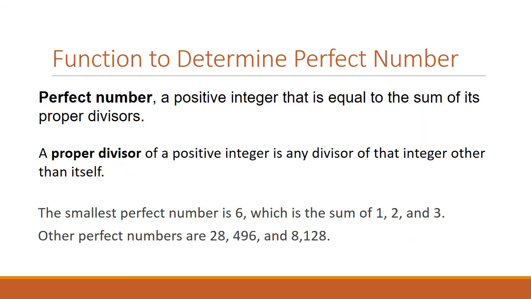Let's develop a function that determines whether or not an integer is a perfect number. A perfect number is a positive integer that is equal to the sum of its proper divisors. A proper divisor of a positive integer is any divisor of that integer other than the number itself. So the smallest perfect number is 6, which is the sum of 1, 2, and 3. Other perfect numbers include 28, 496, 8,128.